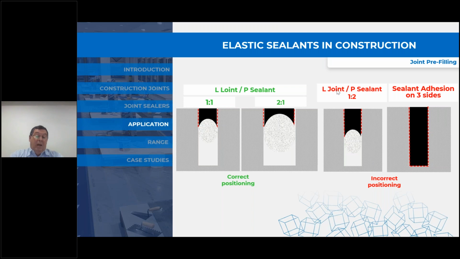What we often see, and where failures occur, is the incorrect positioning of a backing rod, or someone thinks they're doing the right thing but totally fills the joint and gets adhesion to all three sides. This is the other area where a backing rod comes in very handy. It ensures that you only get adhesion to the walls, to the two sides of the joint, but not to the base. By having adhesion to all three sides, you reduce the movement capability or capacity of the sealant quite significantly.